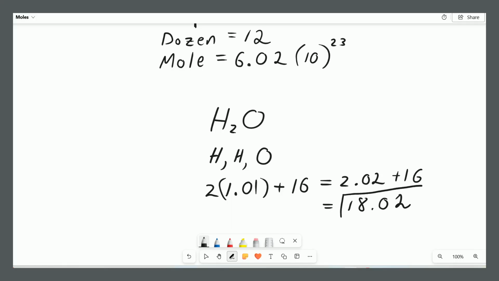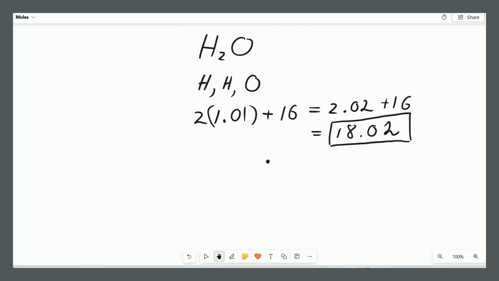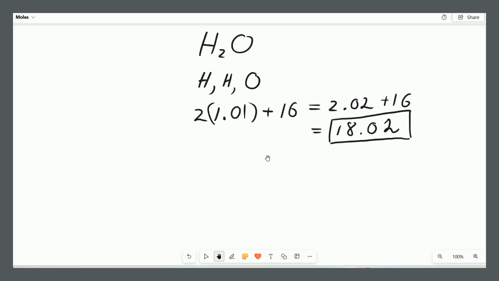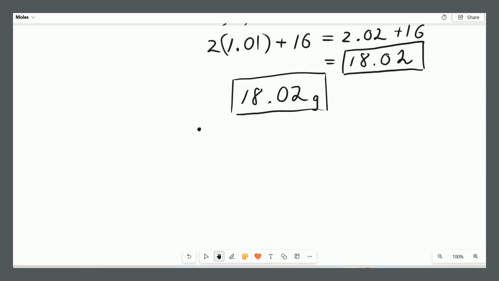So that is, on average, the number of protons plus neutrons that we have in one particle of H2O. And 1 mole of that will weigh how much? Well, 1 mole of H2O will weigh 18.02 grams. From this, we can define the concept of molar mass.